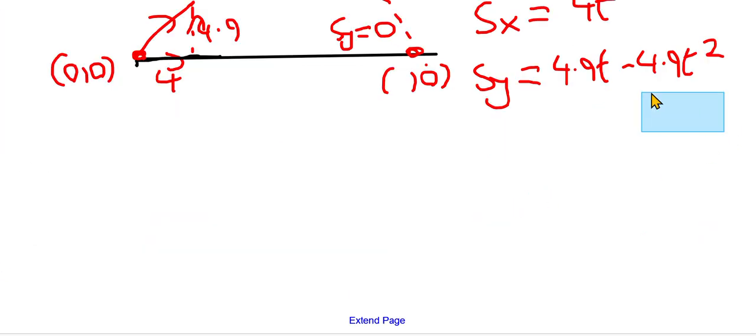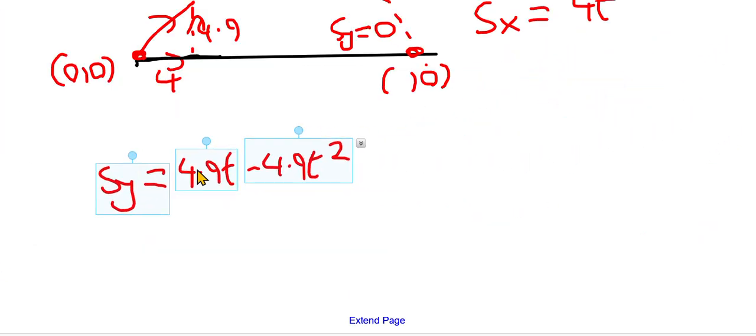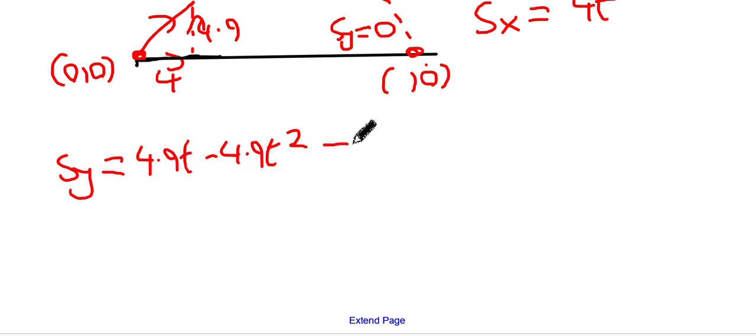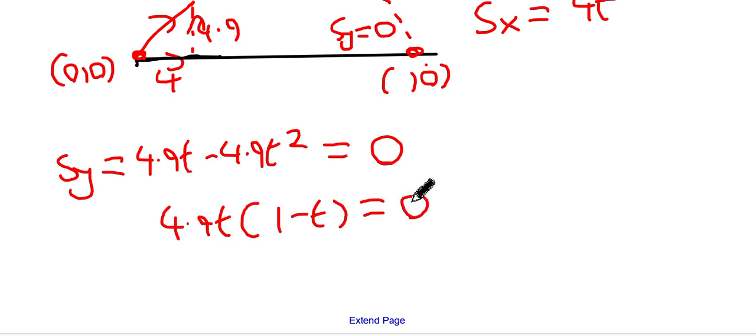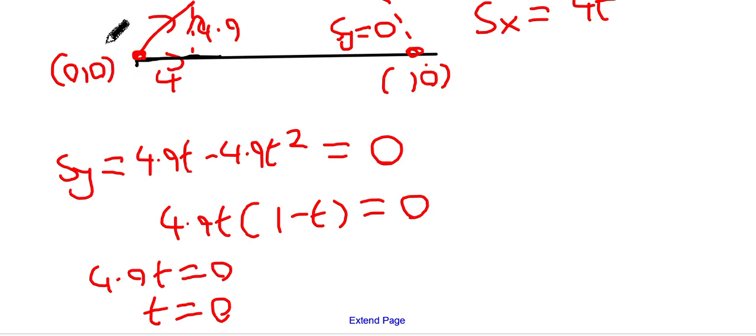So I'm going to drag this formula all the way down and put her equal to 0. Going to bring the 4.9 t squared over the other side. Actually I won't. I'll just factorize out 4.9 t. And I'll get 1 minus t equals 0. If 4.9 t equals 0, this means t equals 0. We already knew that. That's why we have the point 0, 0. But the other one is t equals 1. We know that t equals 1, don't we?